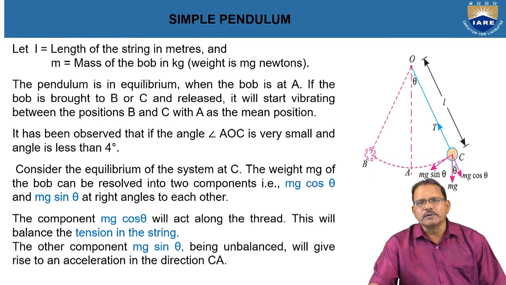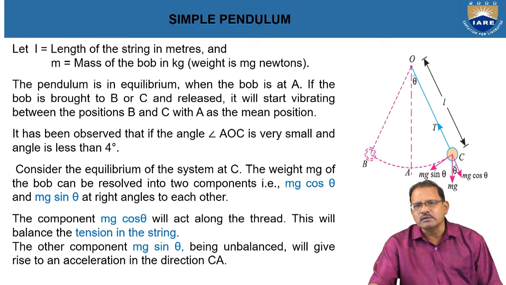Let L be representing the length of the string in meters, m is representing the mass of the bob in kg, hence its weight now becomes m into g, where g is acceleration due to gravity, its value is 9.81. So the weight is having units now in newtons. The pendulum in equilibrium when the bob is at a position according to this figure now.